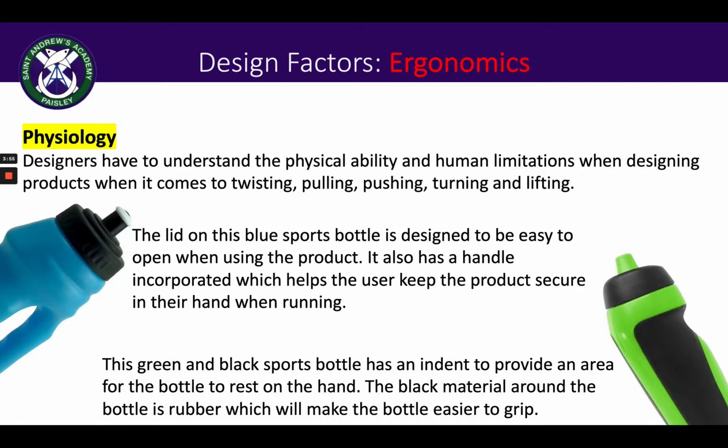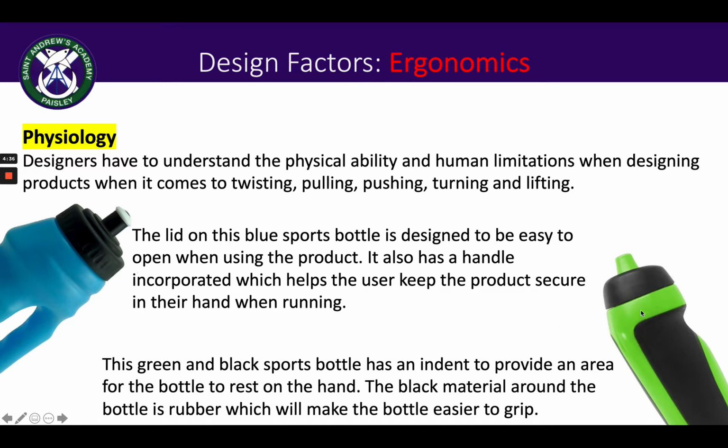The next thing is physiology. Designers have to understand the physical ability and human limitations when designing products when it comes to twisting them, pulling them, pushing them, turning them, or lifting them. So on the right hand side we've got a blue sports bottle. The lid on that bottle is designed to be easy to open when the product is in use. They've got little dents to be able to twist and pull that easier. It also has a handle incorporated which helps the user keep the product secure in their hand when they're running. So they've designed it physically so that it's easy to use.